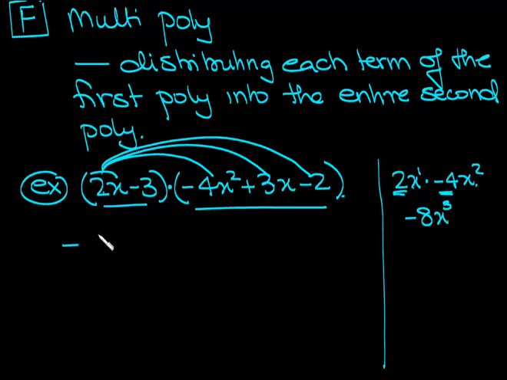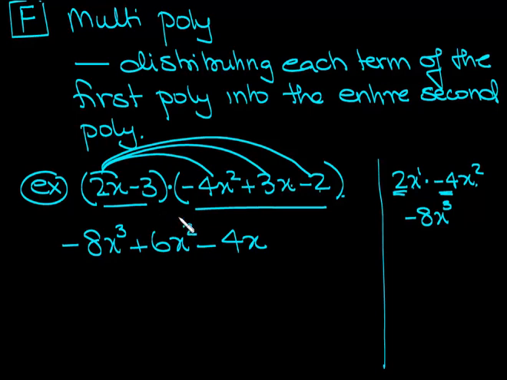So in this case we get negative 8x cubed plus 6x squared, because 2 times 3 is 6 and x times x is x squared, minus 4x. Negative 2 times 2 is negative 4x.